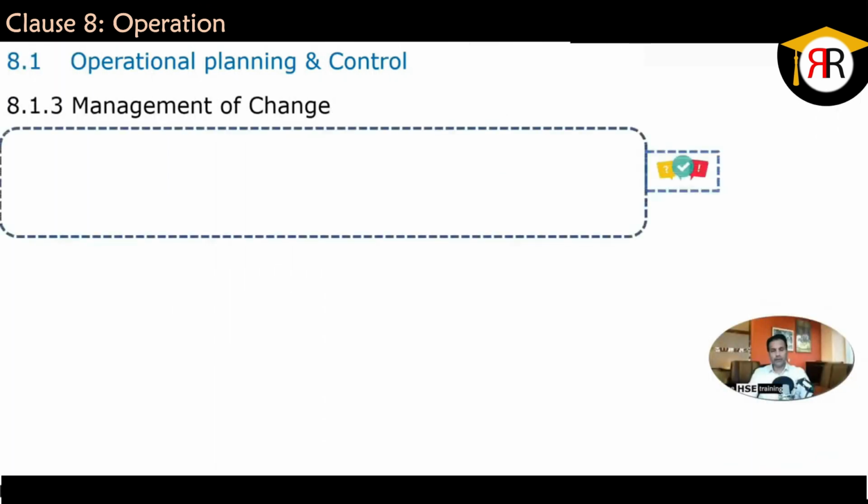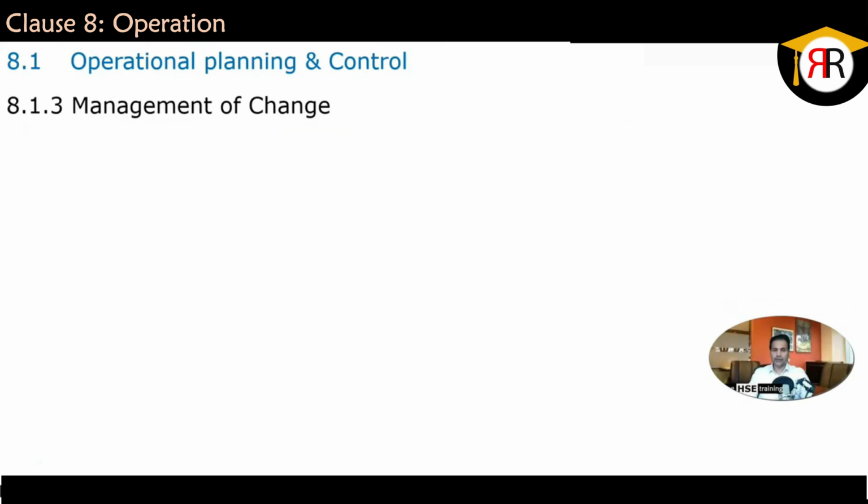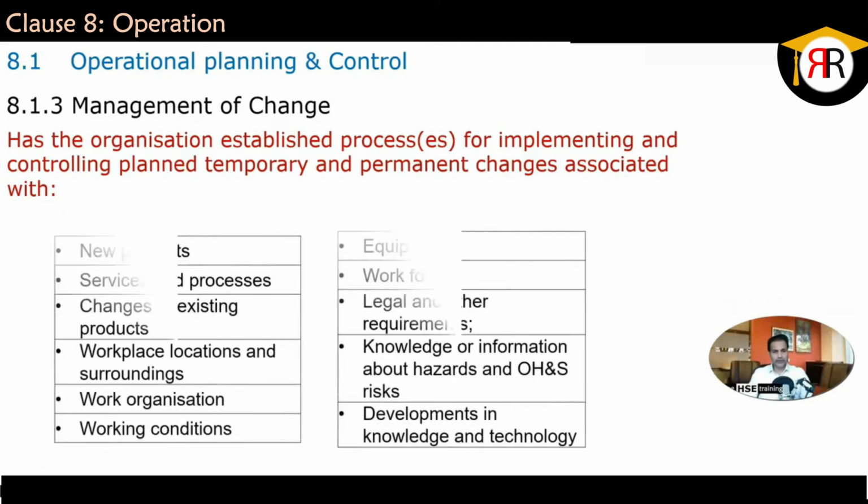8.1.3 is around management of change. Has the organisation reviewed the consequences of unintended changes, taking action to mitigate any adverse effects as necessary? Has the organisation established processes for implementing and controlling planned, temporary and permanent changes associated with, and there's a list of items here straight out of the standard, but not to spend too long on it, for example, new products, legal and other requirements, work organisation.